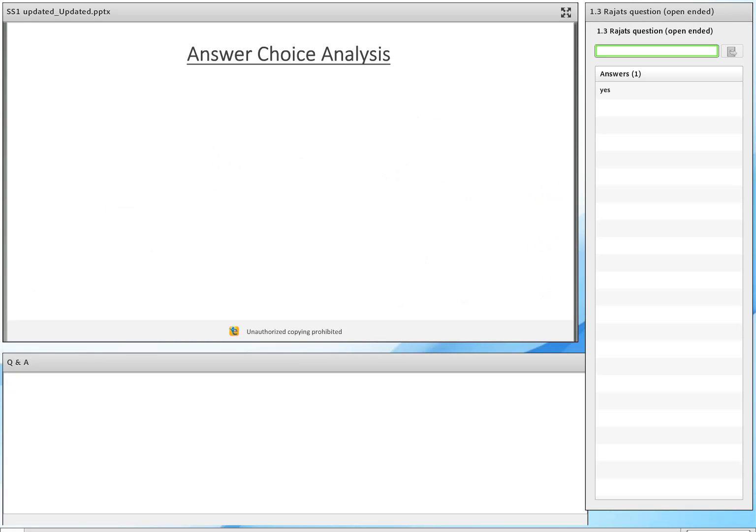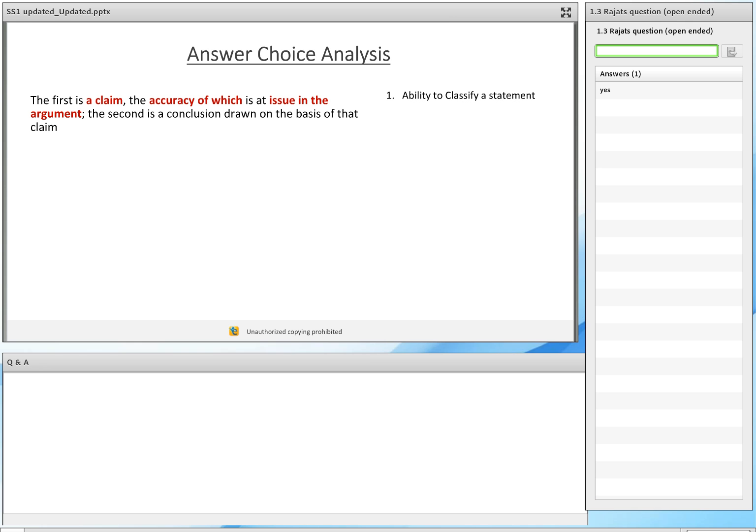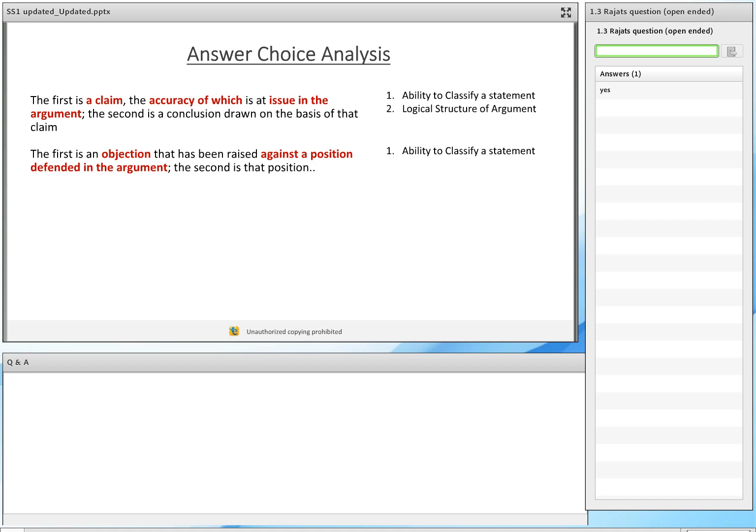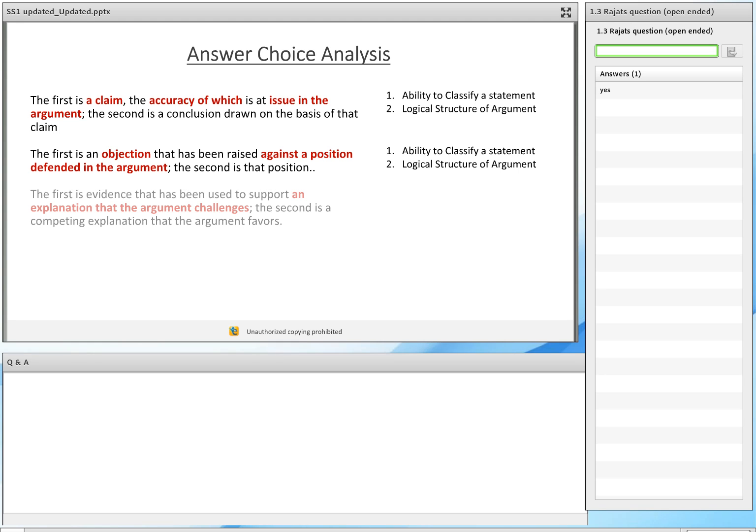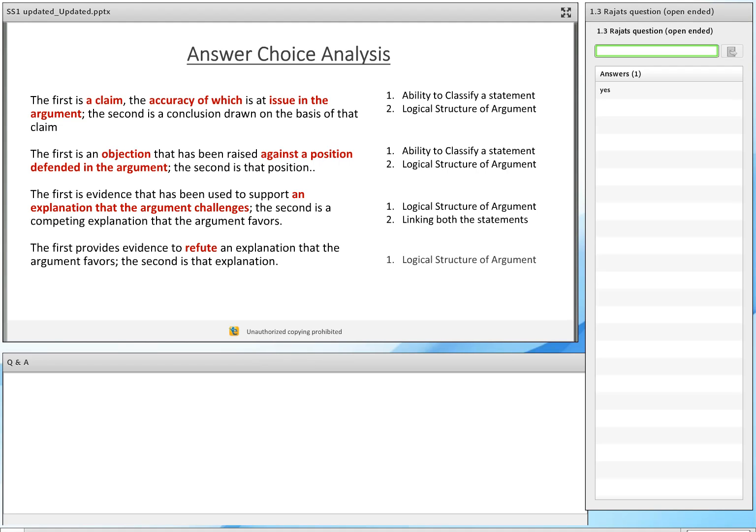Now, let's look at how the answer choices play on these core skills. The portions in red are the ones which are incorrect. You can really see how choice A plays on this. The first is a claim. A claim plays on your ability to classify a statement. The accuracy at which it is an issue in the argument plays on the logical structure of the argument. Choice B said the first is an objection, which again is your ability to classify a statement, which is raised against what opposition defended in the argument. That's your logical structure again. Choice D again played on the logical structure of the argument and linking both statements. And choice E played on the logical structure as well.